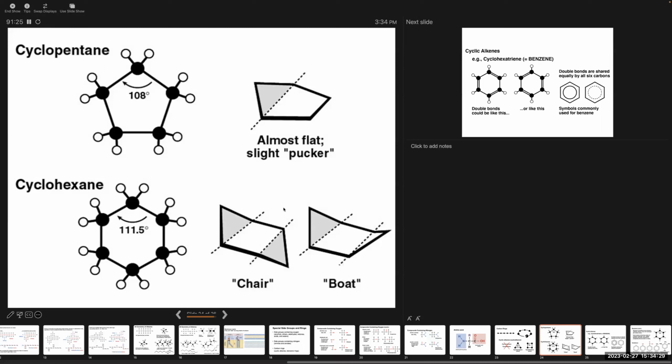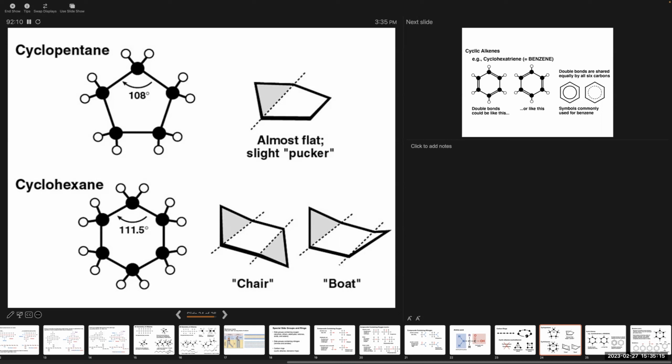And I'll show you a 3D model of this in a few minutes so you can see what that looks like. The other configuration is like a boat. I'd call it a canoe. If you've ever seen a canoe, canoes tend to tilt up in the front and up in the back. So in the boat configuration, you have 1 carbon that's raised up above the flat plane on one side, and the carbon on the other side is also raised up above the flat plane. So if you looked at this from the side, you'd see a flat part in the middle and then tilted up at one end and tilted up at the other end as well, like the 2 ends of a canoe.